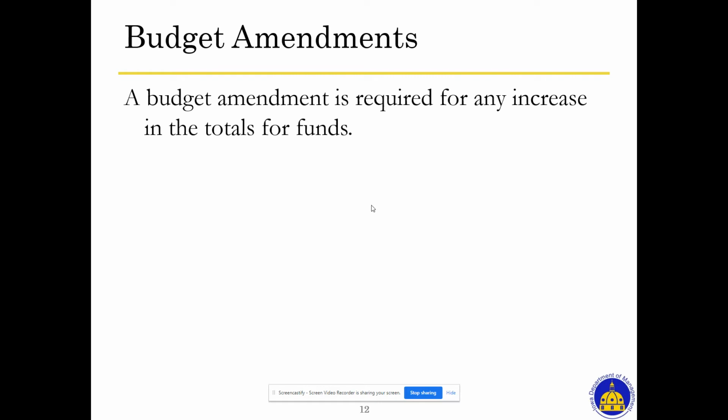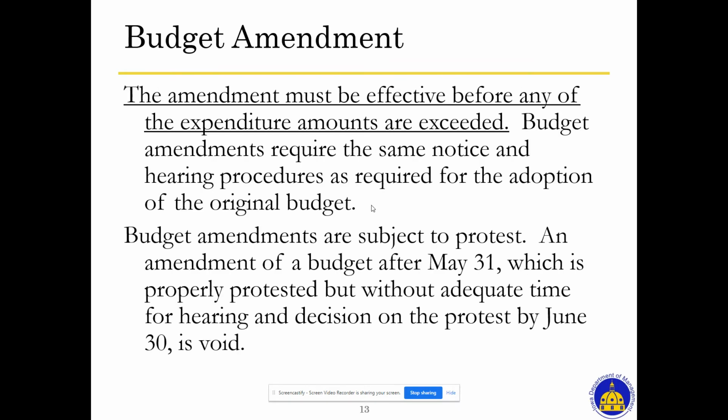Budget amendments. During a year, a budget amendment is required for any increase in the totals for a fund, and you amend the year that you're in. Your current year budget is the budget that you can amend. And the amendment must be effective before any of the expenditure amounts are exceeded.